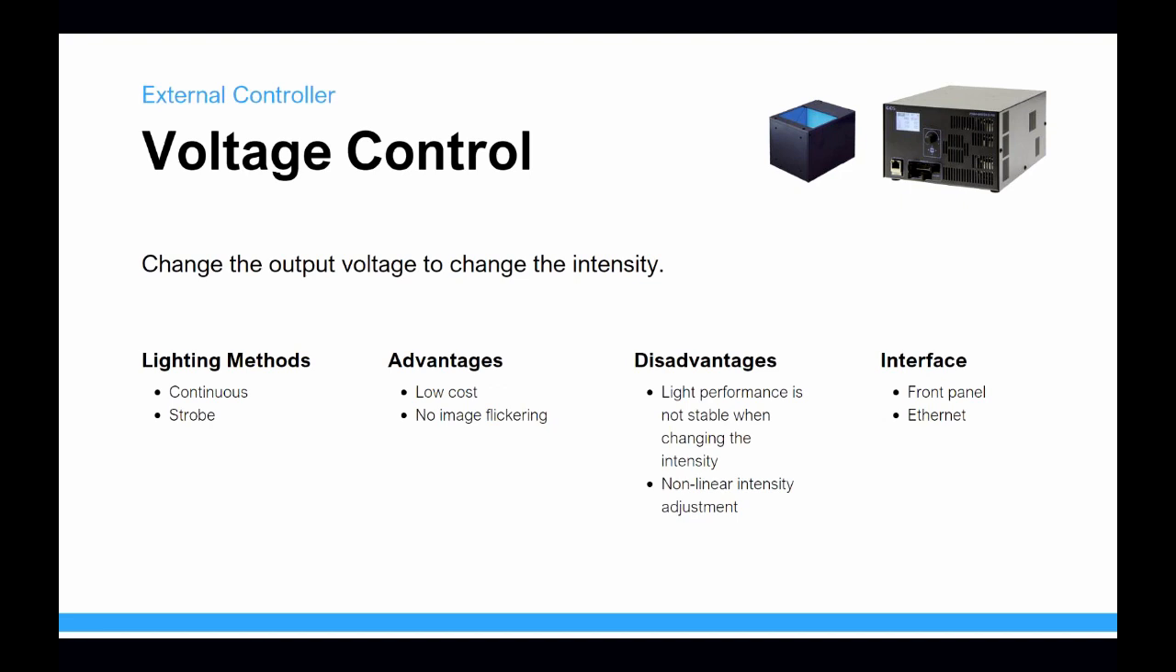So as you change your voltage from 30% to 80%, it doesn't necessarily mean that your light is now going to be at 80% intensity. It doesn't go in a linear way like the pulse width modulation does. So it's a little bit less stable when you're changing the intensity. It's a little bit harder to get the perfect intensity in that regard. And then the interface you're going to have is front panel or Ethernet. Some controllers only have front panel and that's it. The one in this picture here has front panel and Ethernet.